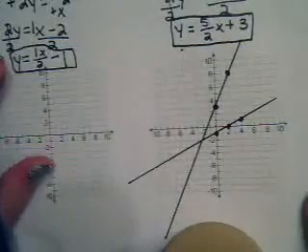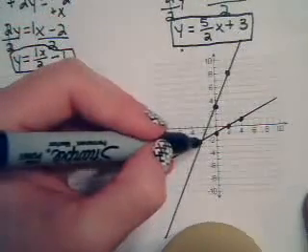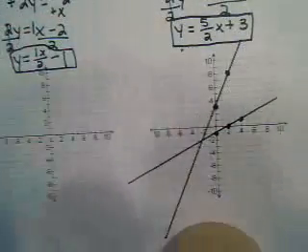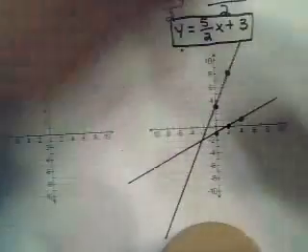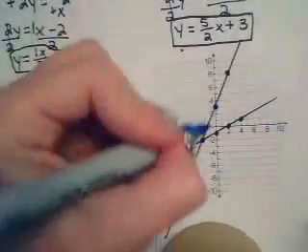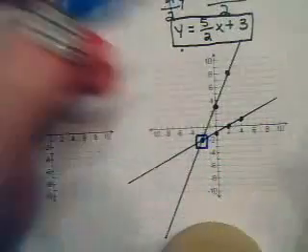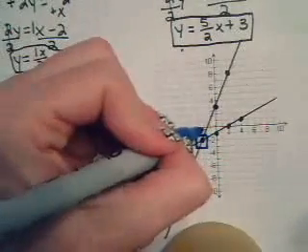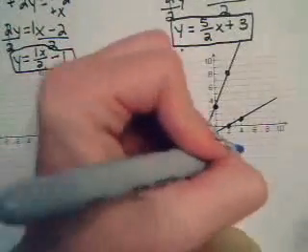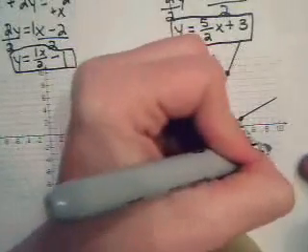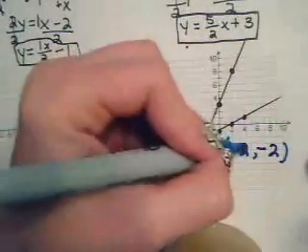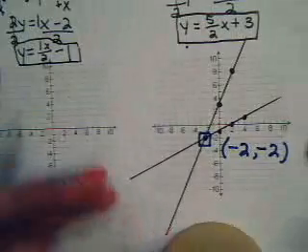All right, now I see that I have a point of intersection down here in the third quadrant. And what point is this? What ordered pair is this? Well, I see that it is negative 2, negative 2. So my lines intersect at the point negative 2, negative 2. This is the solution to my equation.